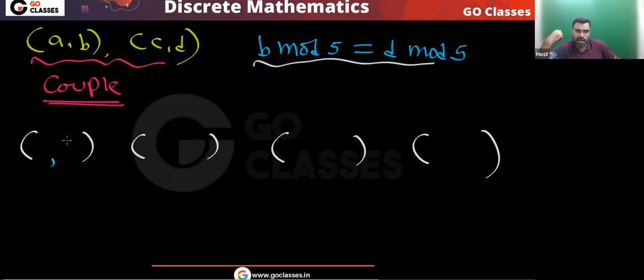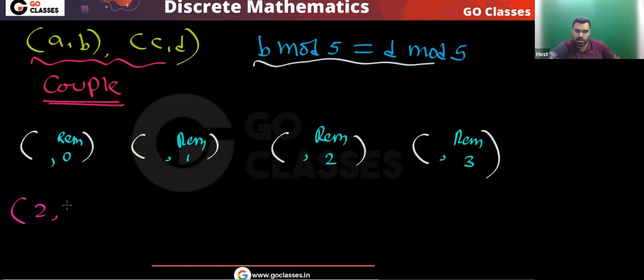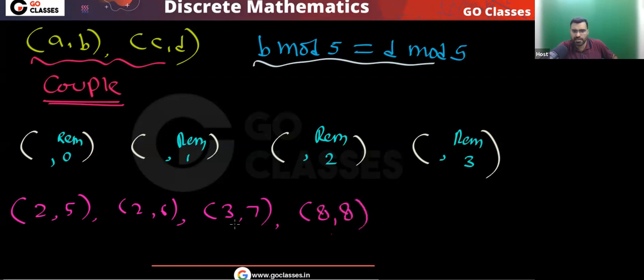I will create this type of situation. I will give you an ordered pair where the remainder is 0 when you divide by 5. In the next ordered pair, the remainder is 1. In this, I will give you remainder 2, and in this, remainder 3. For example, 2,5, 2,6, 3,7, and 8,8.